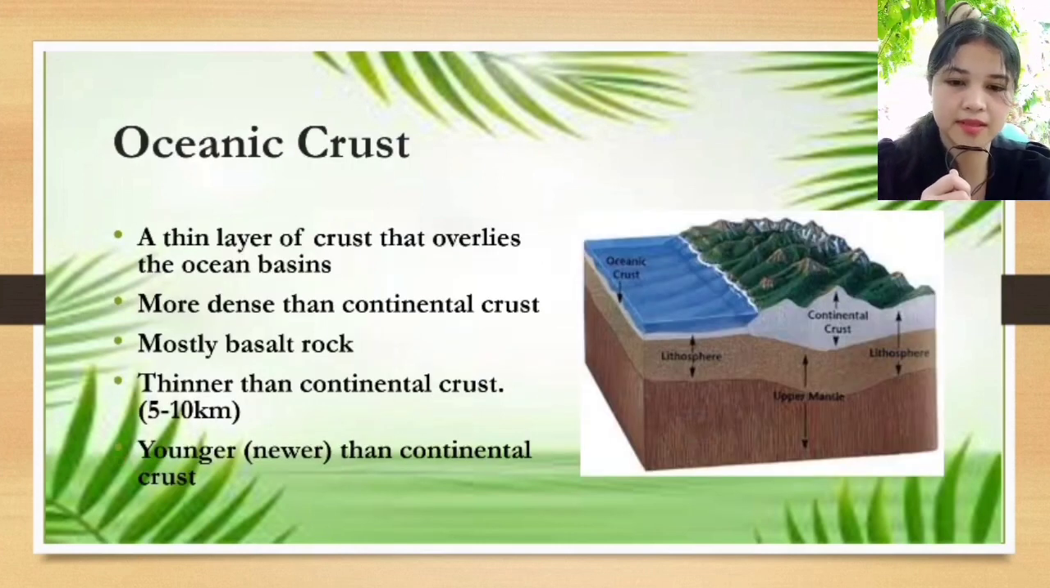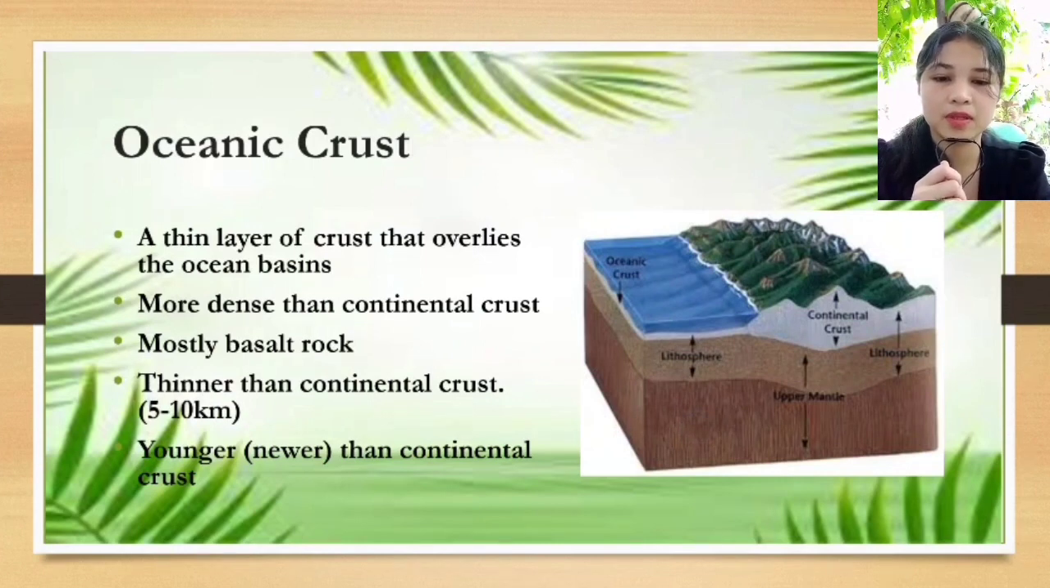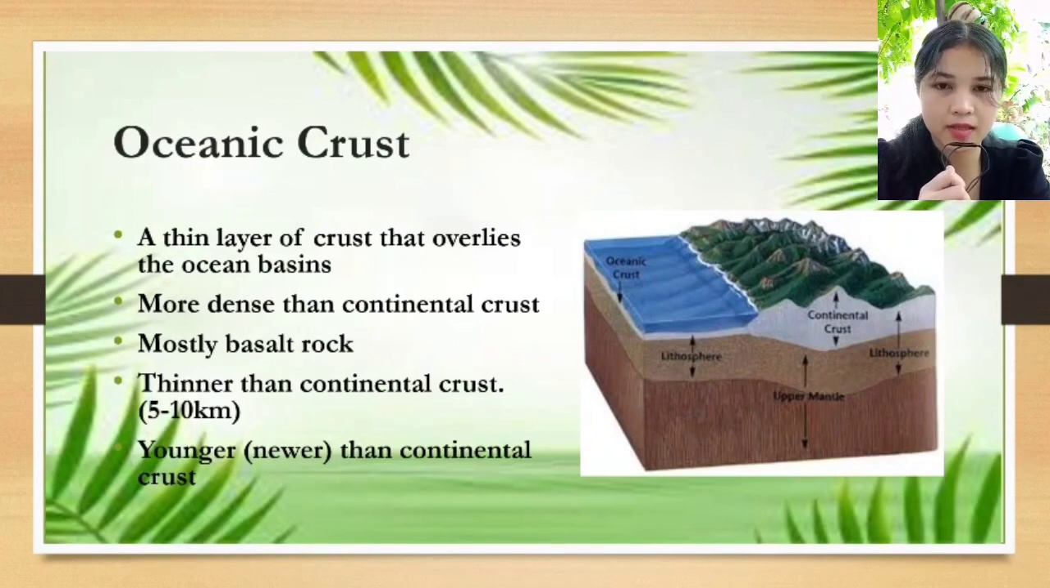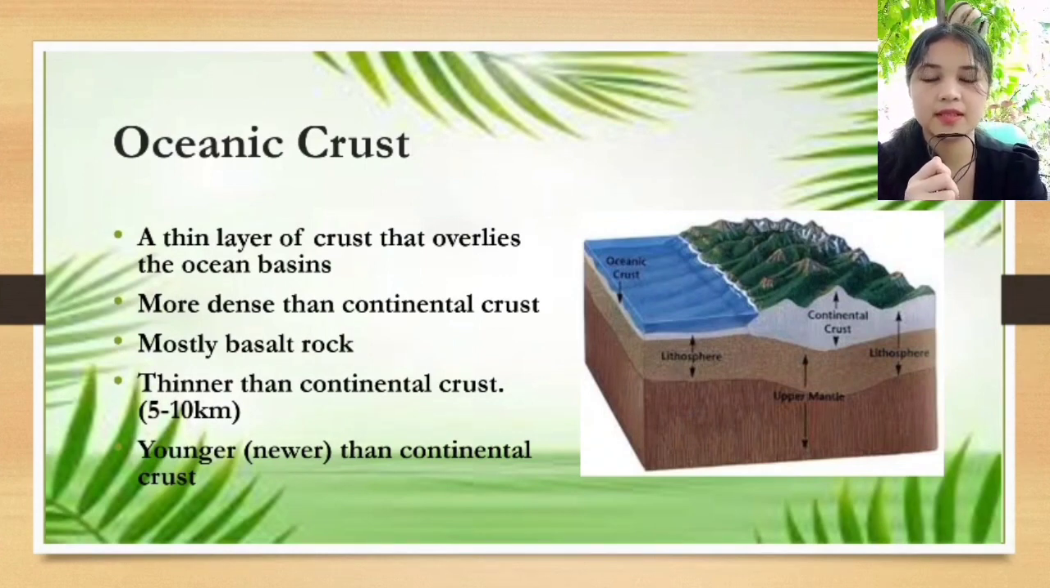So, oceanic crust. Oceanic crust is a thin layer of crust that overlies the ocean basins. It is more dense than continental crust. It is mostly basalt rock, and it is thinner than continental crust, 5 to 10 kilometers, and it is younger than continental crust.